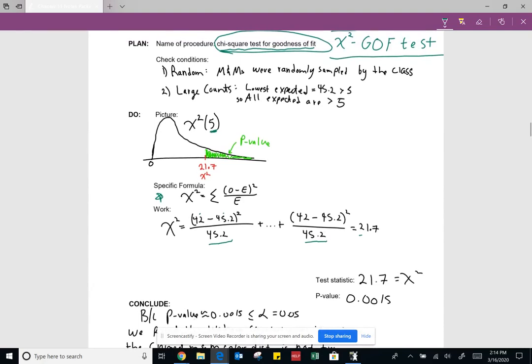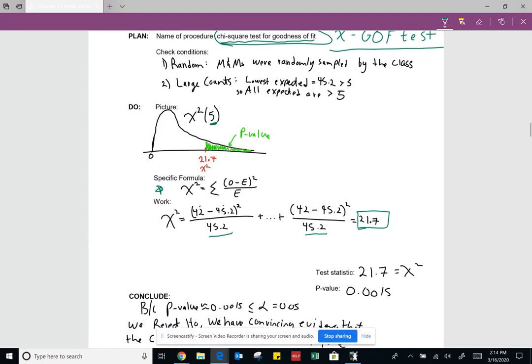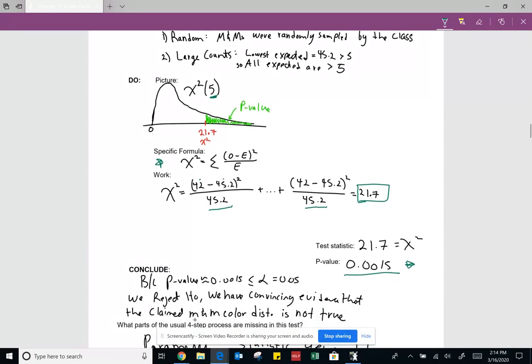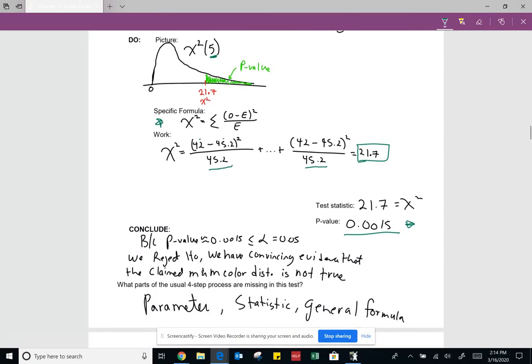So we end up with our chi-square test statistic that we found last time of 21.7. We then find the p-value by going to table D with the degrees of freedom of 5, and we found that our p-value is about 0.0015. And so then we can conclude that because the p-value is less than alpha, we reject Ho. We have convincing evidence that the claimed M&M color distribution is not true.